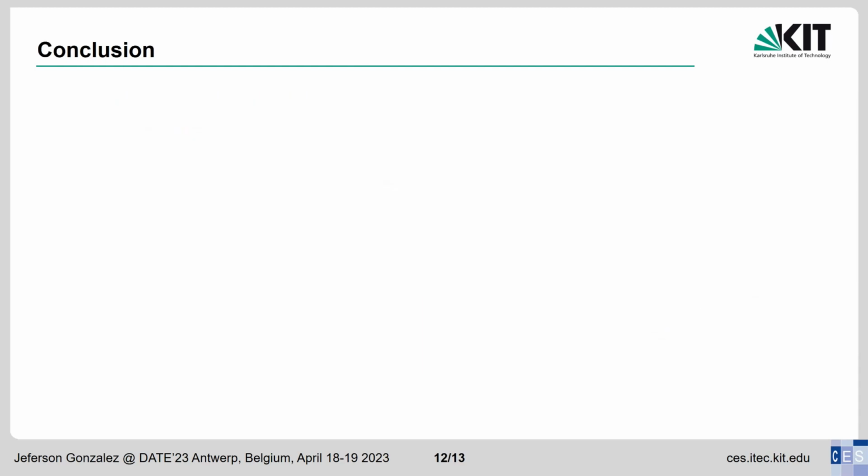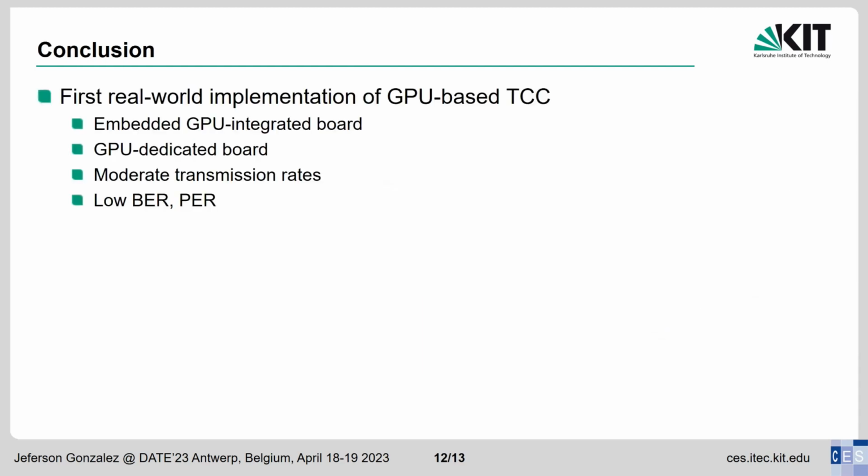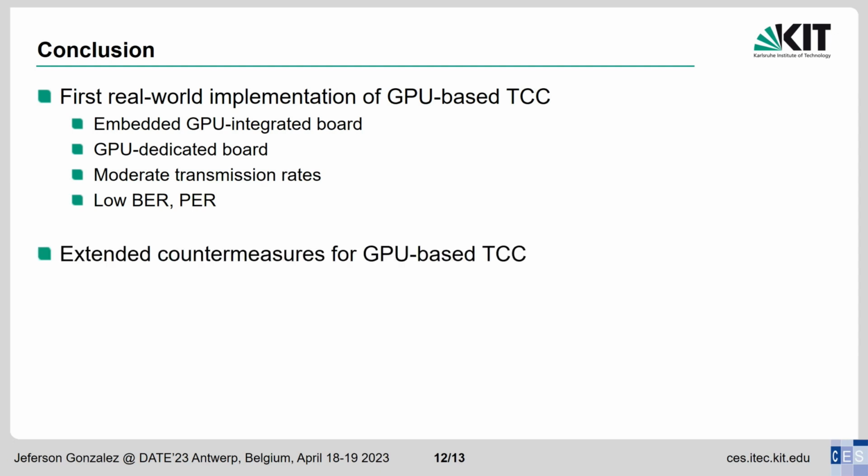In this paper, we have presented the first approach for a GPU-based thermal covert channel attack. We analyzed and evaluated our attack on 2 different real-world computing platforms to show their general applicability. Our results show for the first time that a GPU-based thermal covert channel is feasible with high enough transmission rates and low enough bit and packet error rates that are comparable to existing CPU-based attacks.